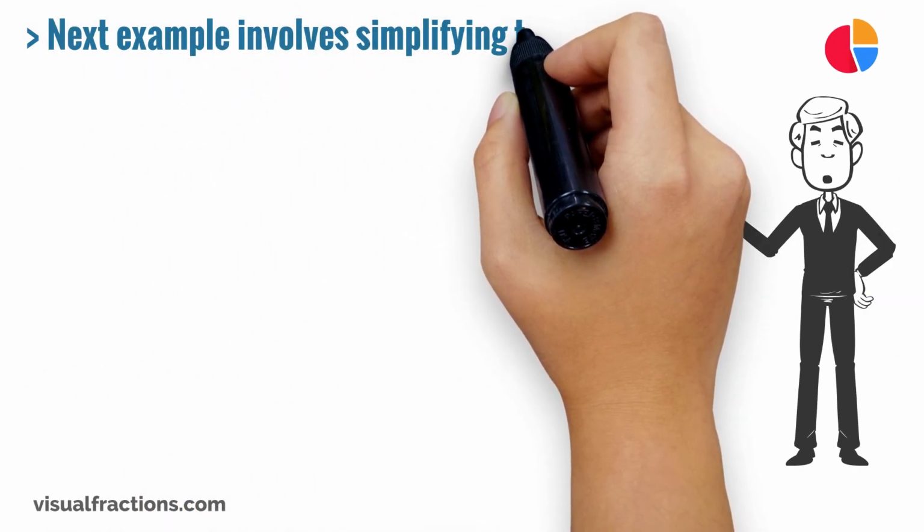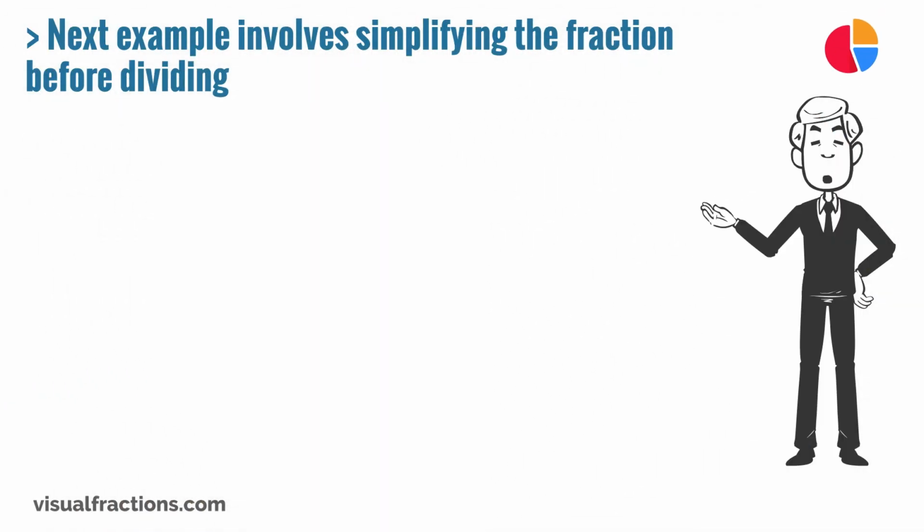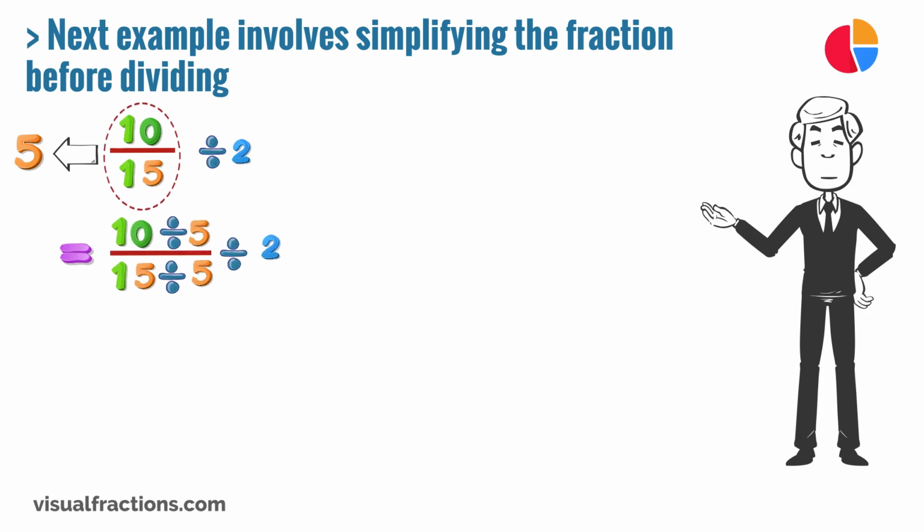The next example involves simplifying the fraction before dividing. Let's divide the fraction 10/15 by the whole number 2. To simplify the fraction, we need to find the GCF of 10 and 15, which is 5. Dividing both the numerator and denominator by 5, we get 2/3.